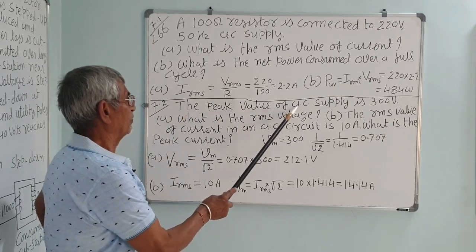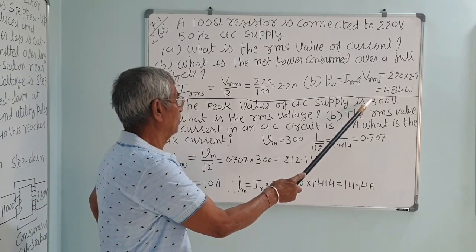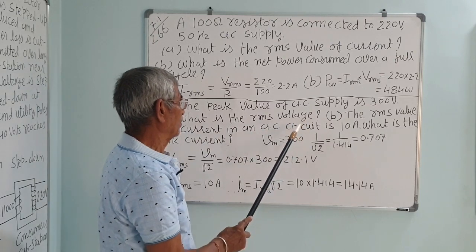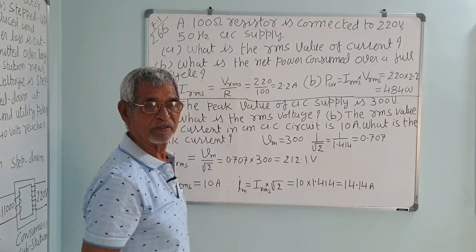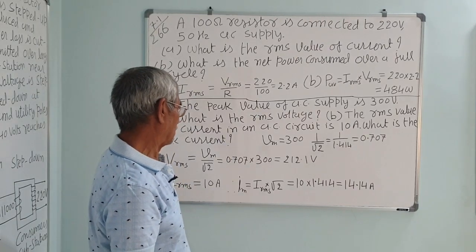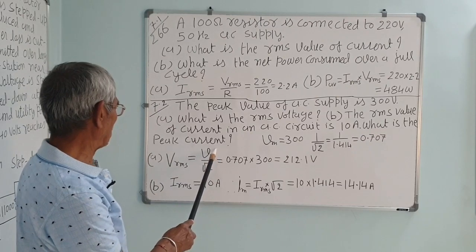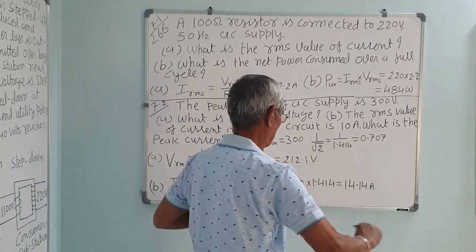The peak value of the AC supply is 300 volt. This is a high maximum peak value. What is the RMS voltage? The RMS voltage is 300 divided by under root 2. So, V RMS is equal to V maximum, that is the peak value. V maximum or peak value it is also called. This is the maximum.